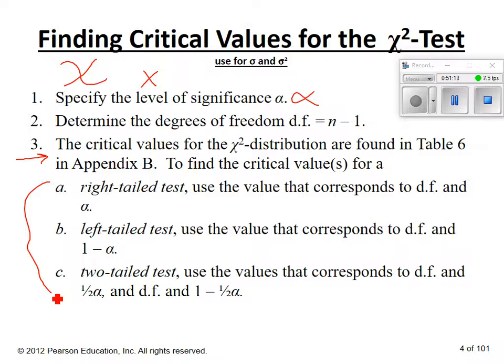Right-tailed test, you just use the alpha. Left-tailed test, 1 minus alpha to find that area, and then you look it up on the chart. Remember, each one of these is giving you an area. It's an area that you're looking up on the chi chart. When you look up this area, all you really have to look up is one of them, and it'll be the positive and the negative of that number.